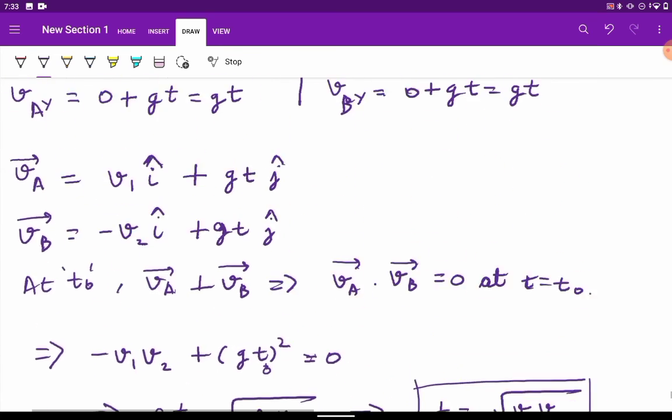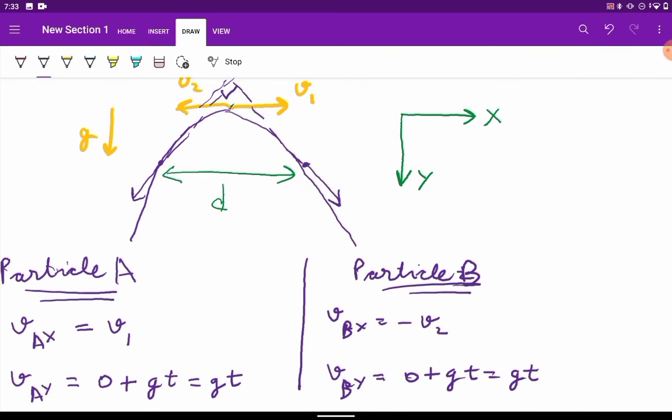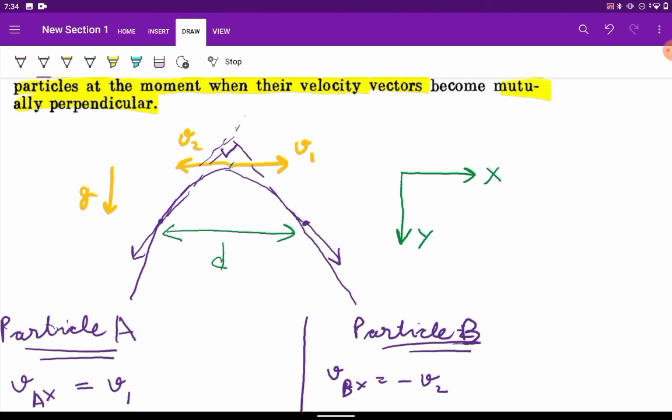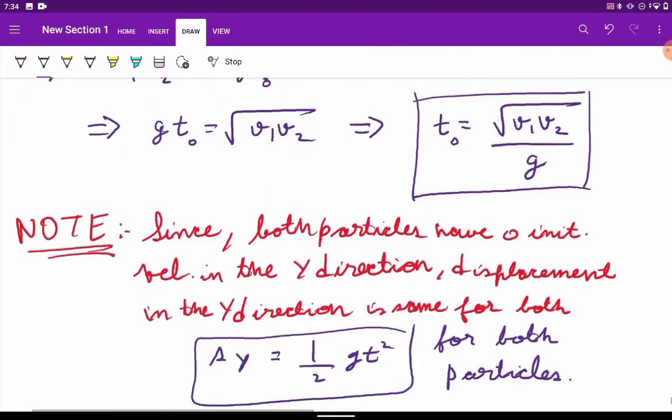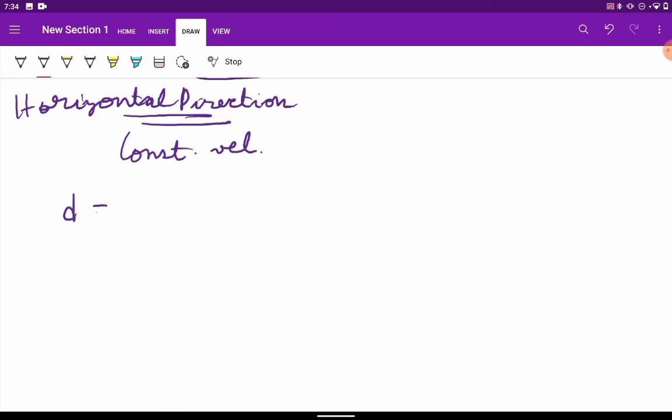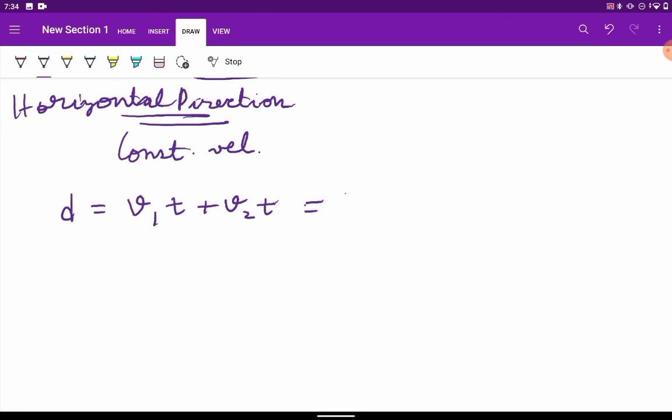Since it's a constant velocity situation, after time t the first particle will travel a distance of v1t in the positive x direction, and particle 2 will travel a distance of v2t in the opposite direction. So essentially d is v1t plus v2t, which is nothing but (v1 plus v2) times t.